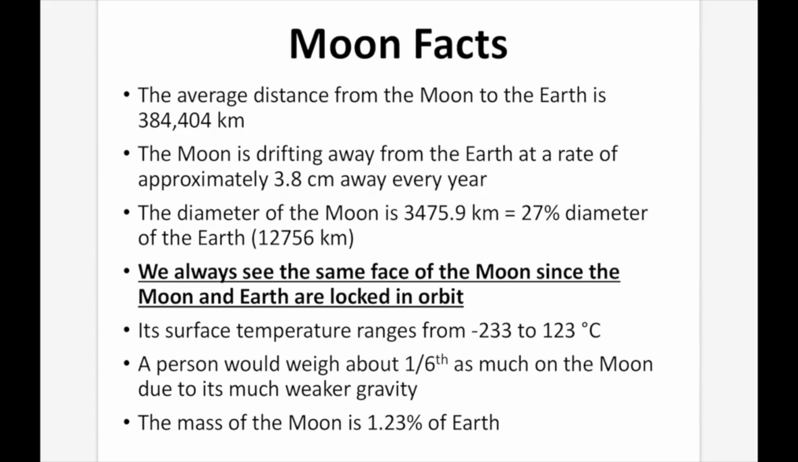We always see the same side of the moon since the moon and Earth are locked in orbit. Its surface temperature ranges from negative 233 to 123 degrees Celsius. A person would weigh about 1/6 as much on the moon as they do on Earth due to the weakened gravity, and the moon's mass is about 1.23% of Earth, so it's a lot smaller than Earth.